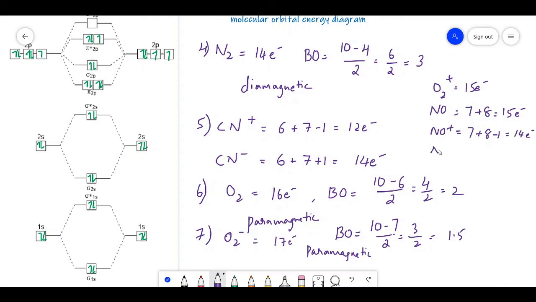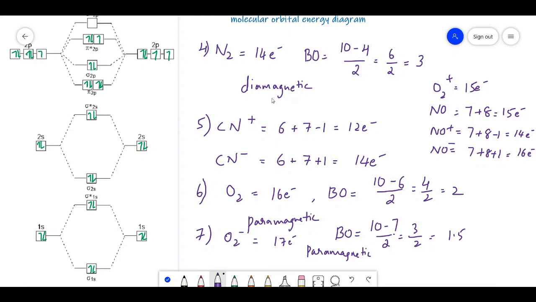Or they will mention NO minus. So NO minus means 7 plus 8. Minus indicates add 1 electron. So it is 8 plus 8, 16 electrons. So in this way, if any of these questions is given, you just count the electrons and follow this method, and by using this we can calculate bond order and the magnetic properties.